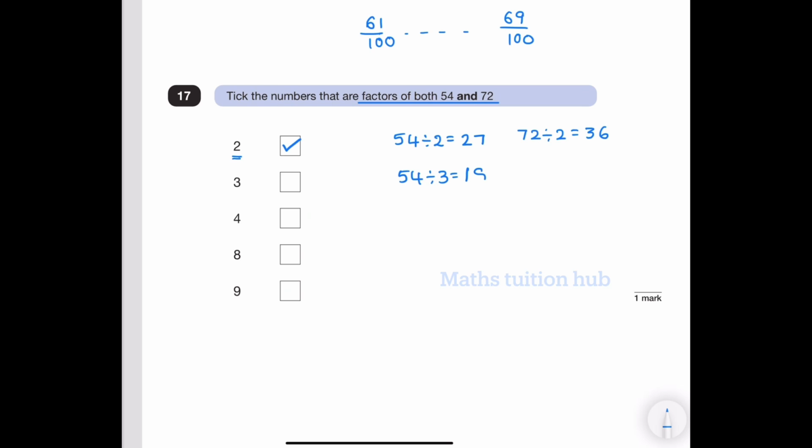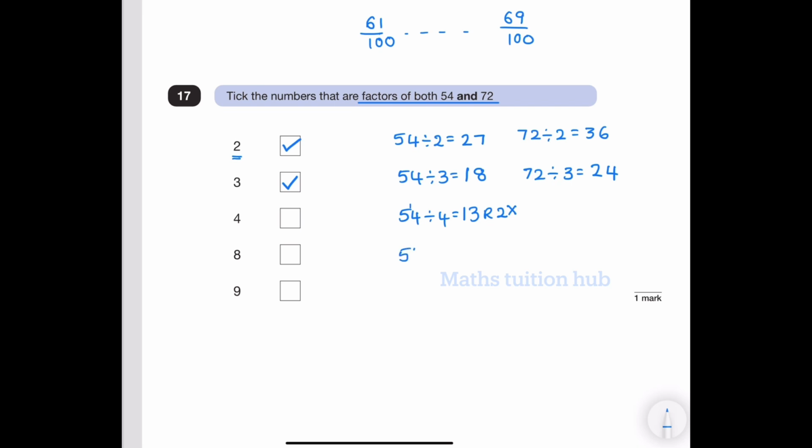And next check with 3. 54 divided by 3 is 18. No remainder. 72 divided by 3 is 24. There's no remainder. So 3 is also a factor for both 54 and 72. Now I'll check with 4. 54 divided by 4. So it goes 13 and remainder 2. So 4 is not a factor of 54. So we can leave that.